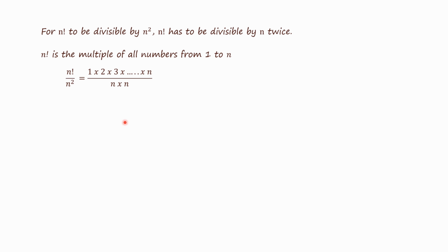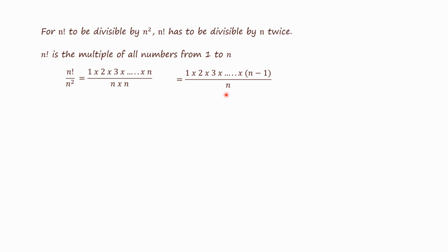The question is, n factorial has to be divisible by n squared. That means n factorial has to be divisible by n two number of times. We can write n factorial as the product of all numbers from 1 to n, and we can write n squared as n times n. If we divide the two, we get 1 times 2 times 3 till n, divided by n squared. n can be cancelled out from both sides, and we get 1 times 2 times 3 till n minus 1, divided by n.